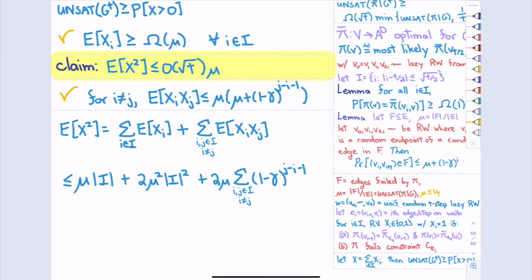And now if I plug in the one we just did for each of these cross terms, you get a mu squared times every pair of indices. So that's like 2 mu squared, number of indices squared. And then you get this mu times 1 minus gamma thing. So 2 times mu times the sum over all these indices of 1 minus gamma to the j minus i minus 1 kind of thing. All right, how do I upper bound this?